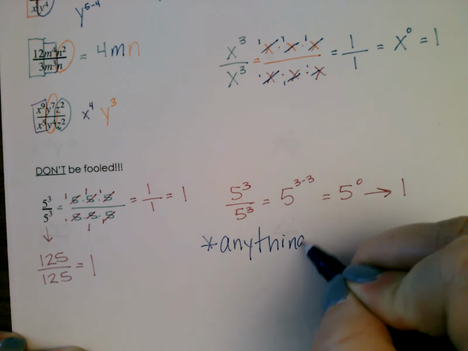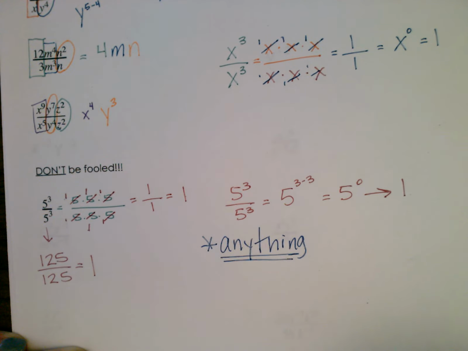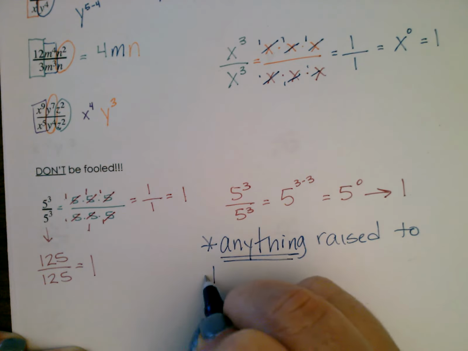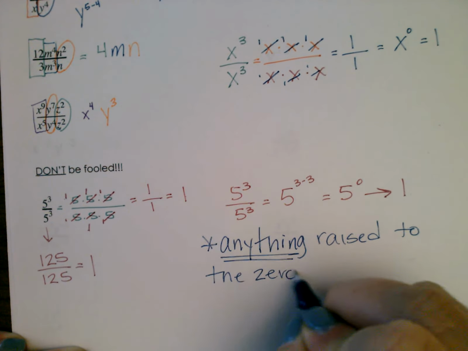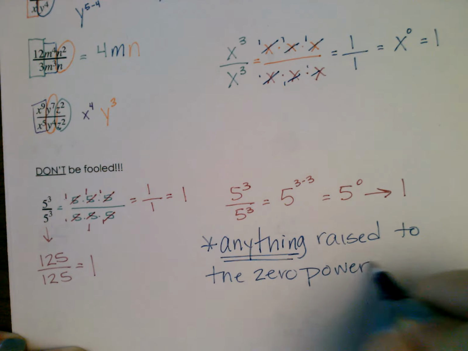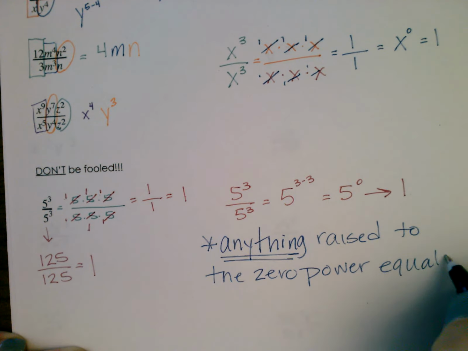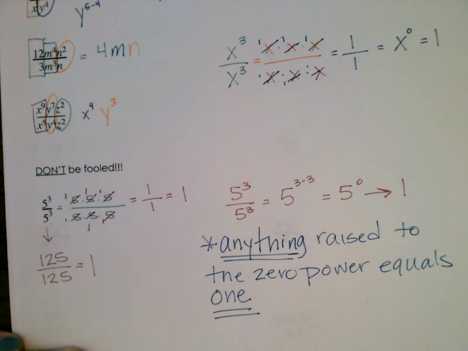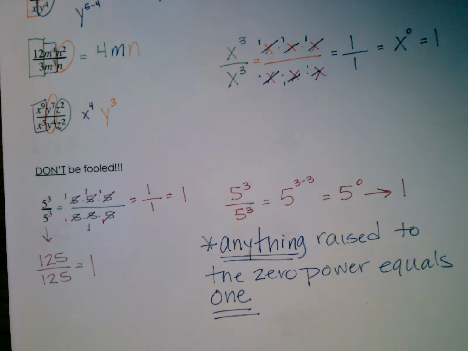Therefore, anything, variable or number, anything raised to the 0 power equals 1, not 0.